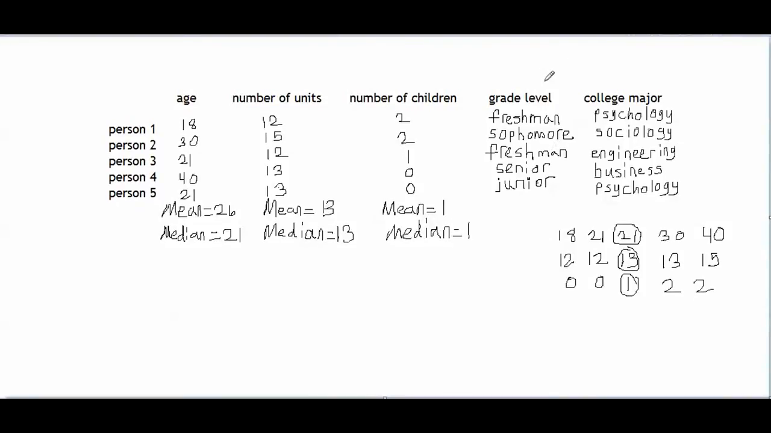Let's think about whether we can find the median of the grade levels. Grade level is an ordinal variable, so these 5 data values in here are a set of ordinal data. You actually can find the median of a set of ordinal data as long as you have an odd number of data values.